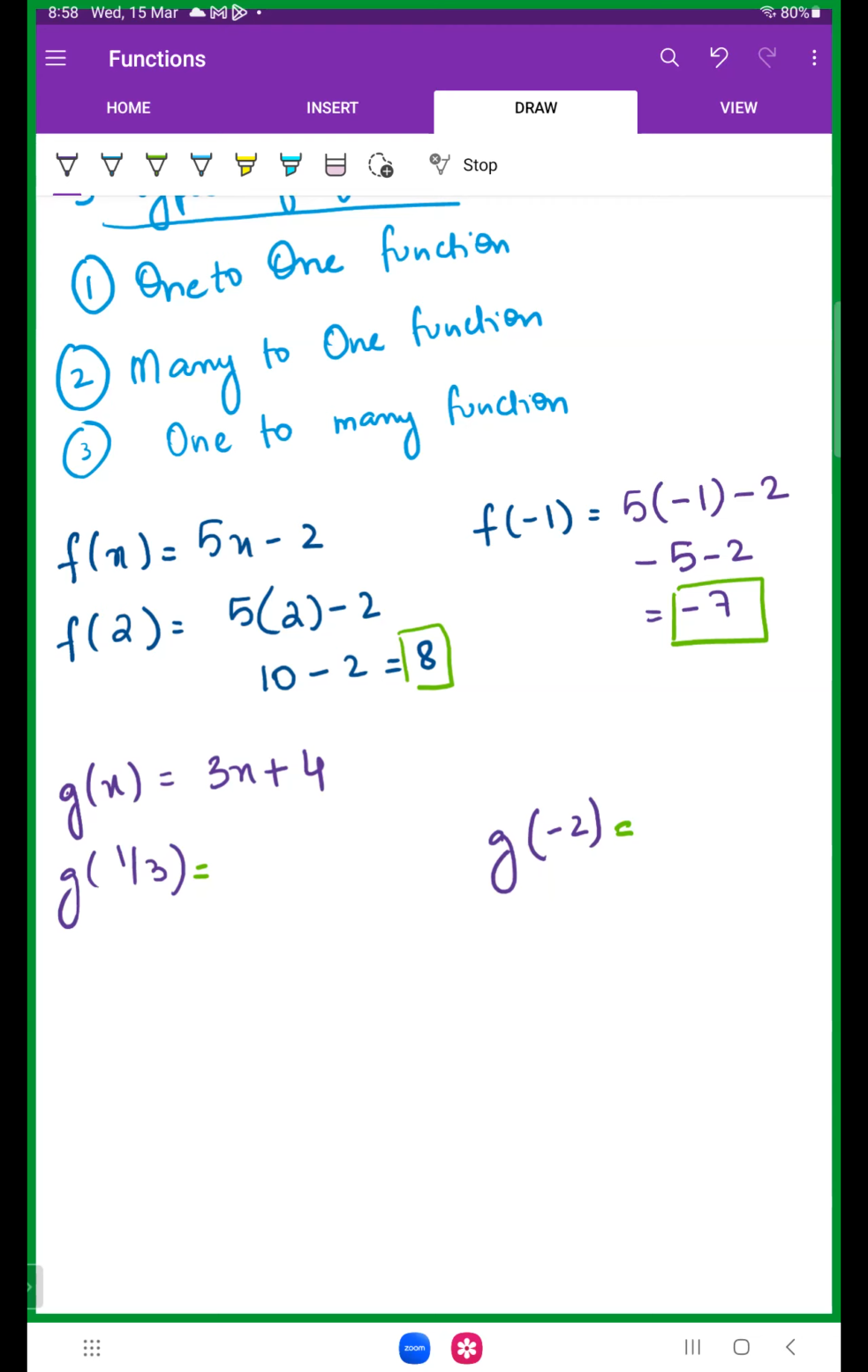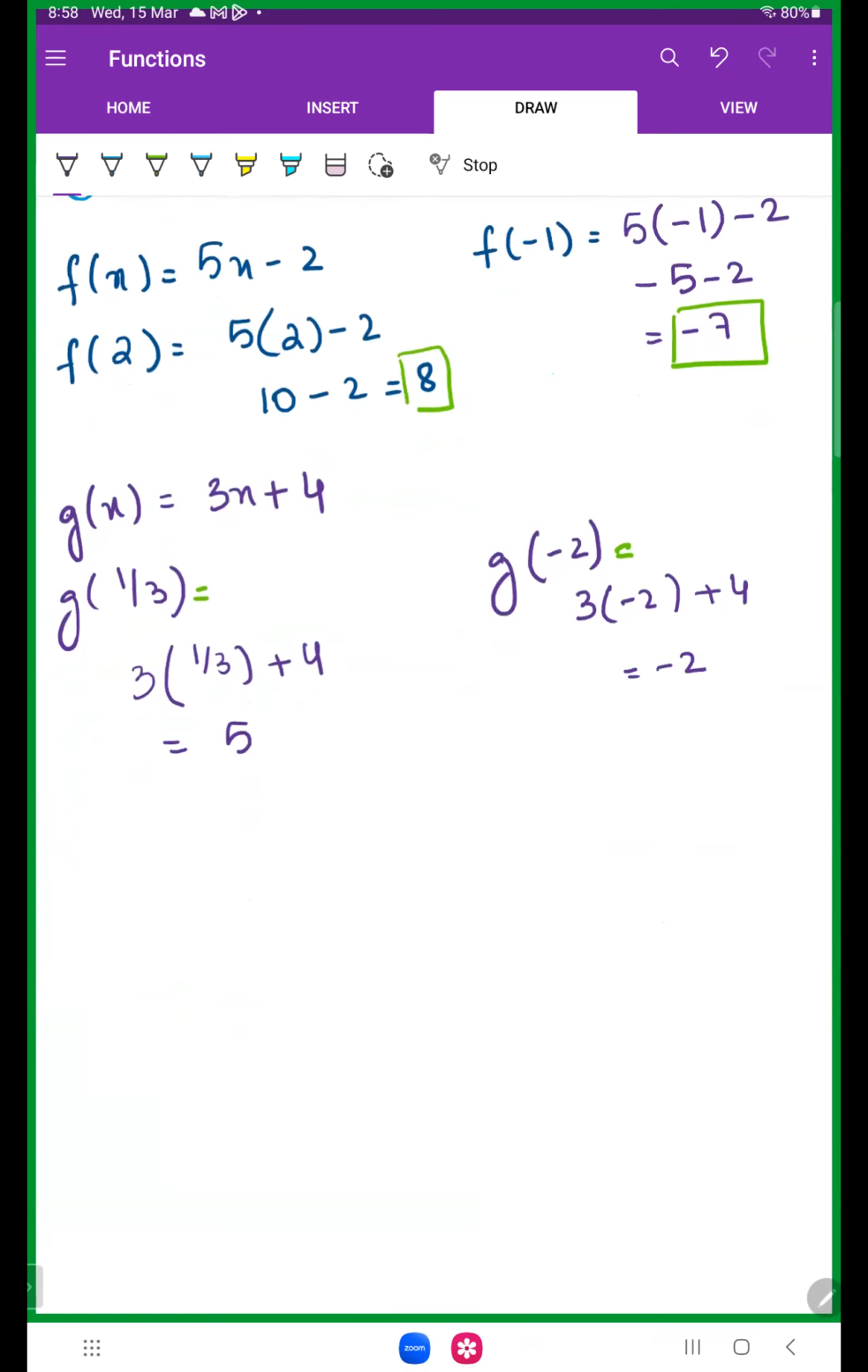Done. Is it 5 for the first one? Yup. And what about the other one? -2. Yes, perfect. So you know how to solve these basic functions, yes? Yes. What about the functions with fractions? I am giving you one function with a fraction. You can solve it right now and we'll discuss it in the next class, okay?